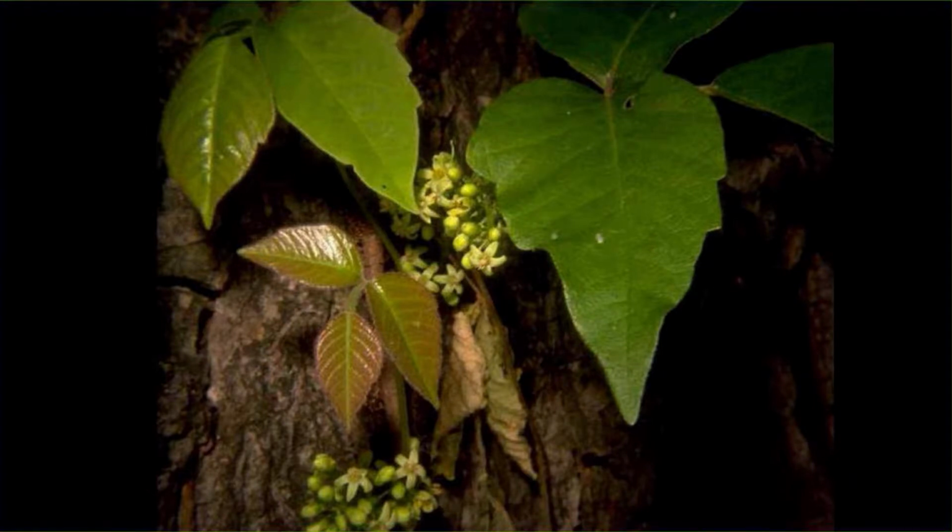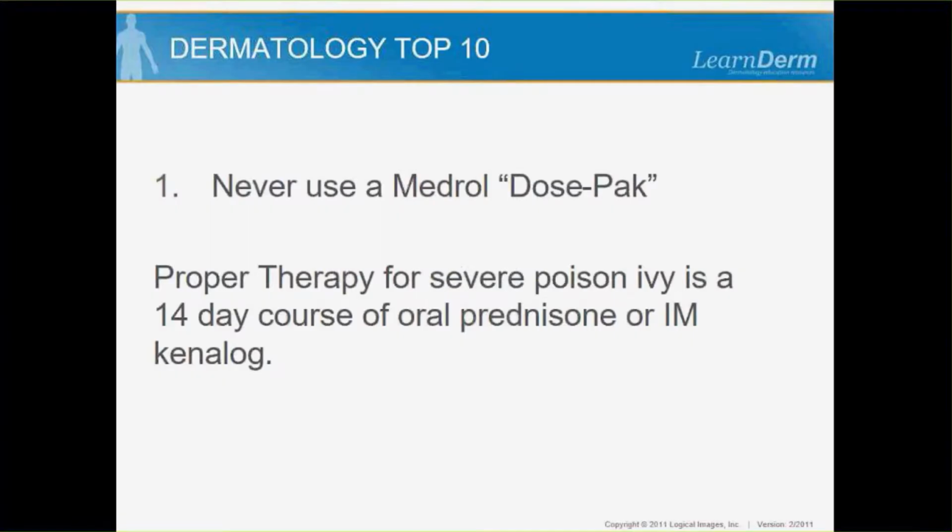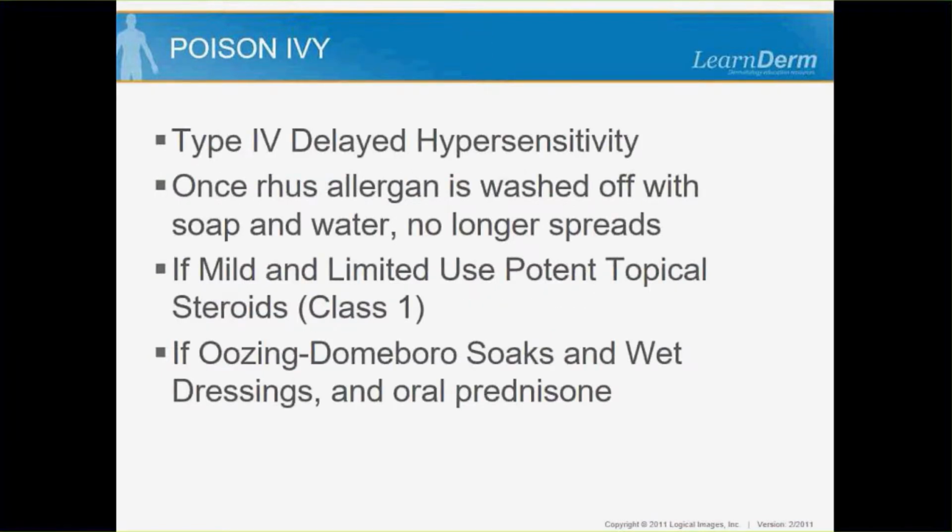So the allergen gets on your skin, and then 2 days later, the patient breaks out with the rash because it's a delayed hypersensitivity reaction. Now, the teaching pearl is never prescribe a Medrol dose pack for poison ivy. The proper therapy for severe poison ivy is a 4-day course of oral prednisone or intramuscular Kenalog. And the reason is that poison ivy is a delayed type 4 hypersensitivity reaction.